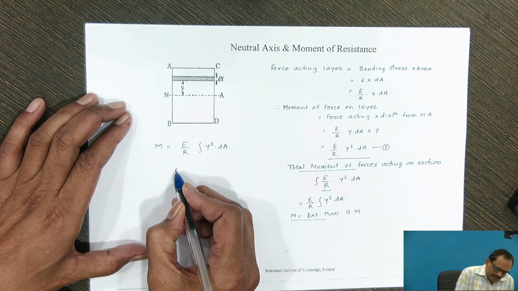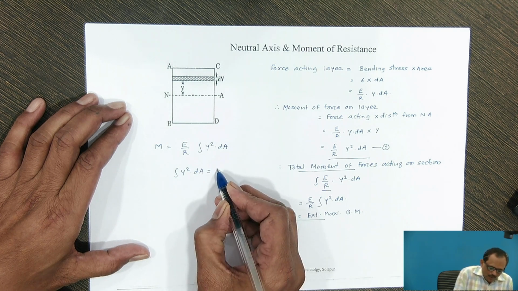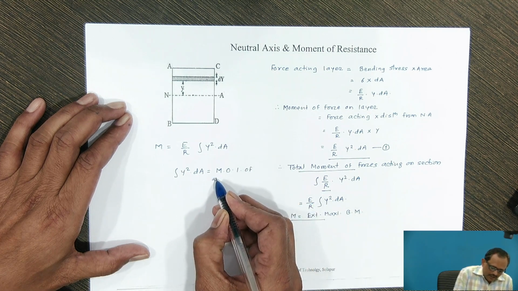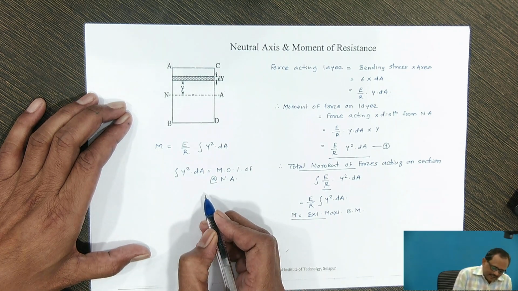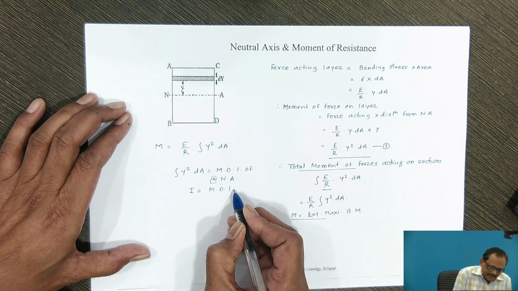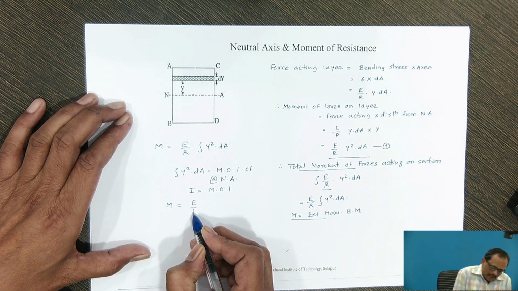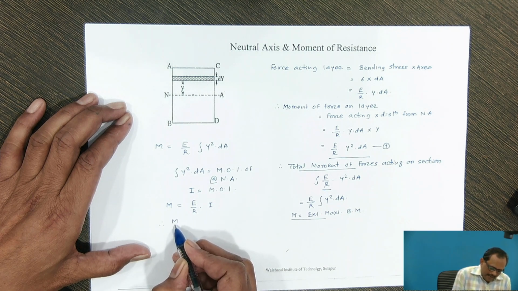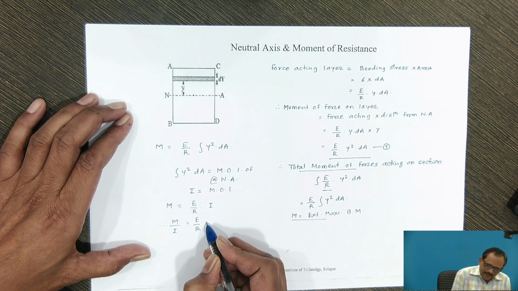So this term, integration y square dA, is nothing but the moment of inertia of the section about the neutral axis, and it is represented by the letter I. Hence the above equation you can write as M is equal to E upon R into I, which is M by I is equal to E upon R. This is my equation number 2.